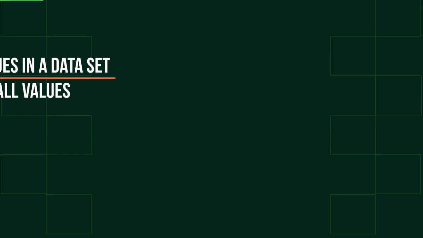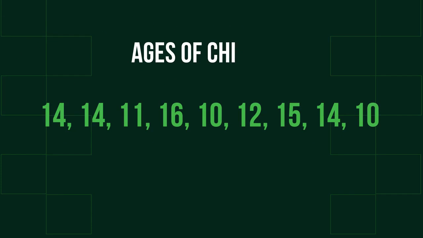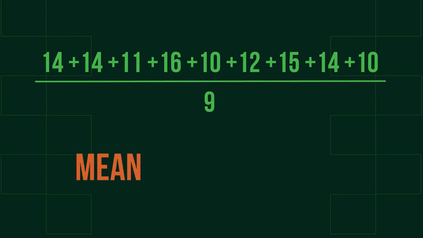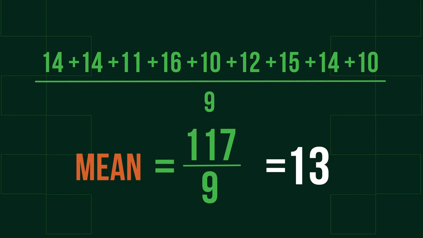For example, take a look at this set. These are the ages of children who took part in a maths competition. Let's find the mean. To do that, we add all the numbers together and divide them by the total number of values. So our answer in this case is 13.